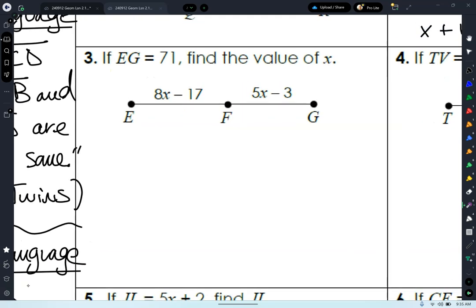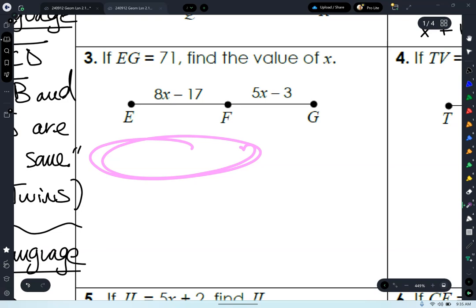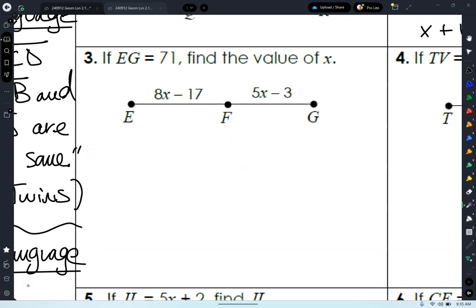If the length of EG is 71 units long and the length of EF is 8x minus 17 units long and FG is 5x minus 3 units long, over here in this space, write me a math problem using the segment addition postulate that's going to help us find the value of x. Let's just start with the setup. Make sure you get it right. Go ahead. Give it a try.